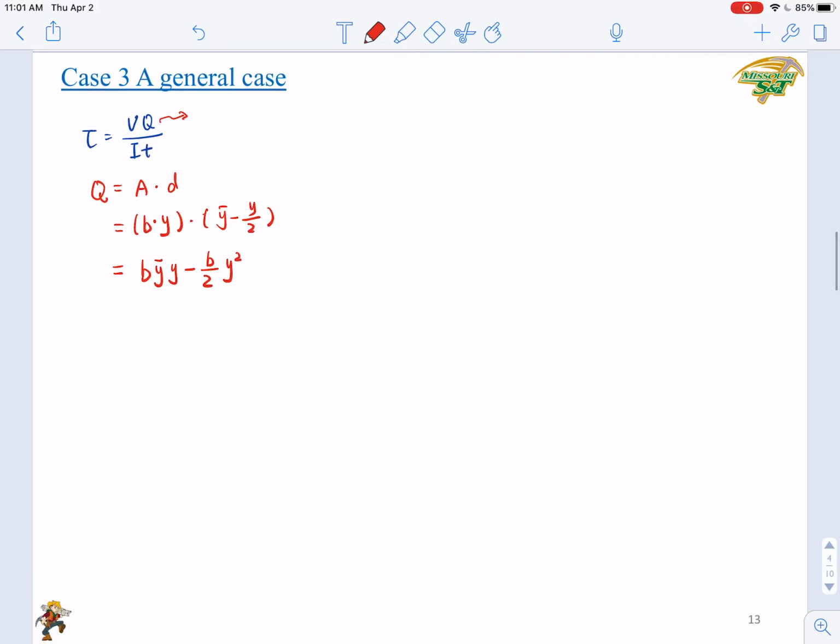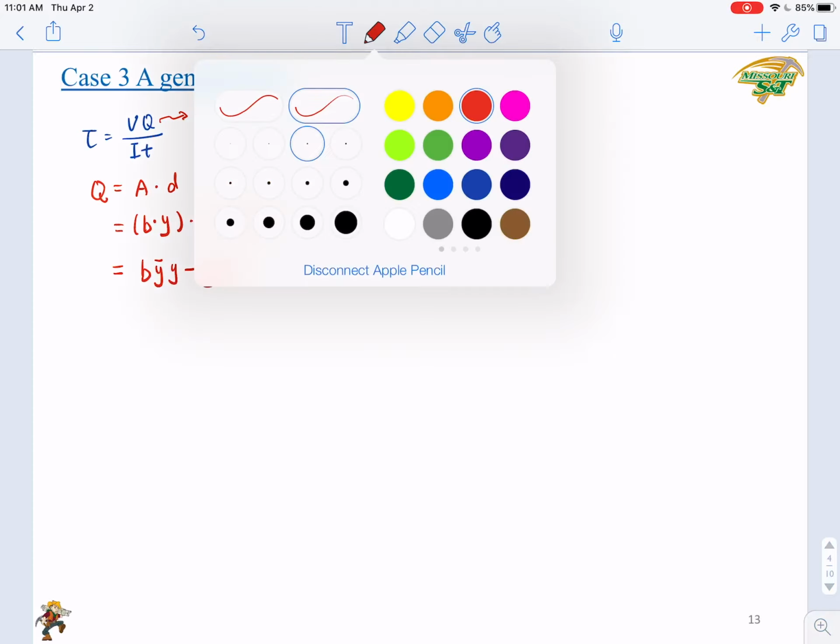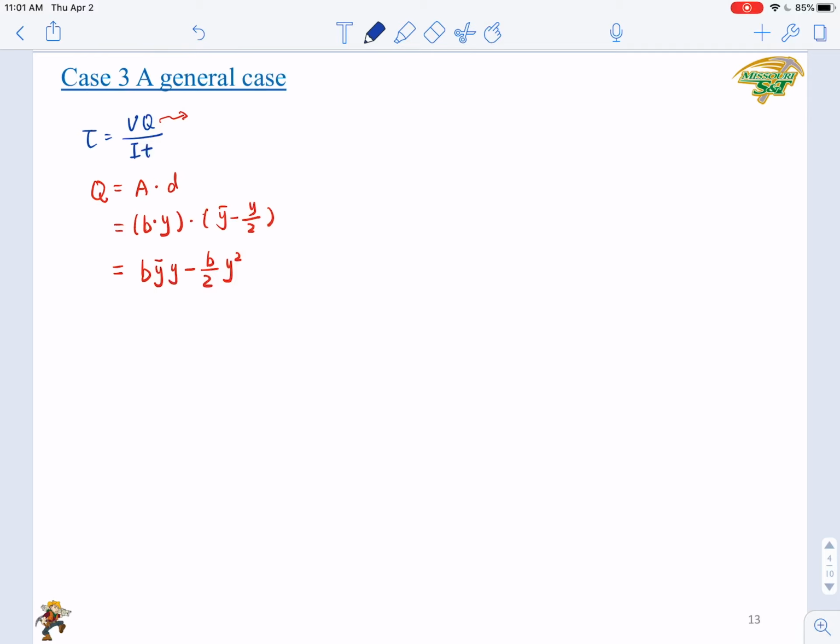Having this equation, we can examine the Q values at different locations. Okay. If the Y equals 0, at Y equals 0, the Q equals B Y bar 0 minus B over 2 0 squared, so it's 0. Okay.